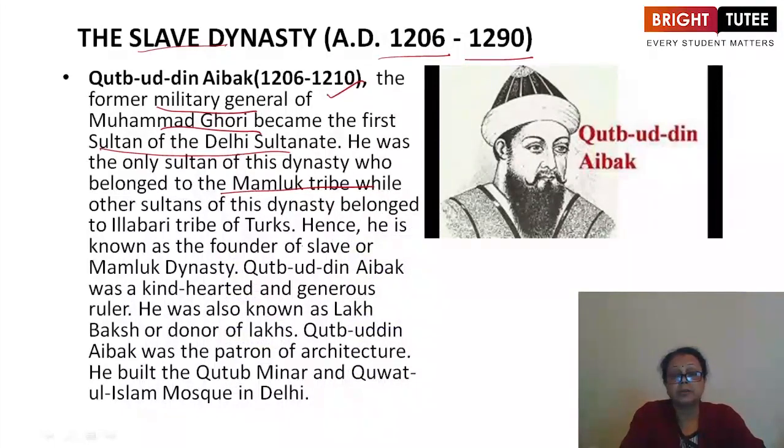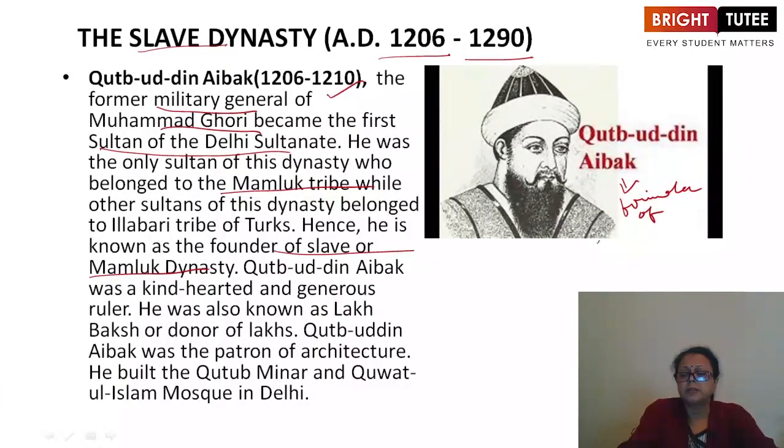Other than him, the slaves who were the rulers or sultans of the Delhi Sultanate belonged to the Ilbari tribe of Turks. Qutbuddin Aibak is known as the founder of the Slave or Mamluk dynasty. He is famous for being the founder of the Slave or Mamluk dynasty.